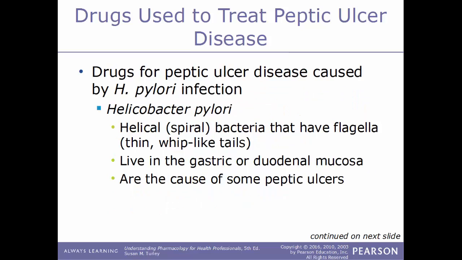An example of a drug that would work in this way would be sucralfate, which is sold under the trade name Carafate. And now we'll talk about drugs for peptic ulcer disease that are caused by H. pylori infection. H. pylori is a helical or spiral shape of bacteria that have flagella. And these are found in the gastric or the duodenal mucosal layers. And these are the cause of some peptic ulcers.